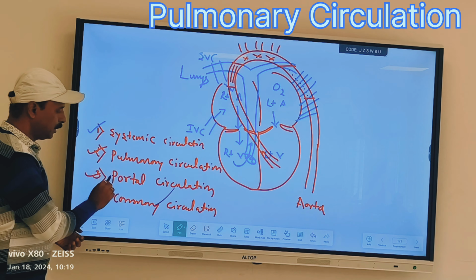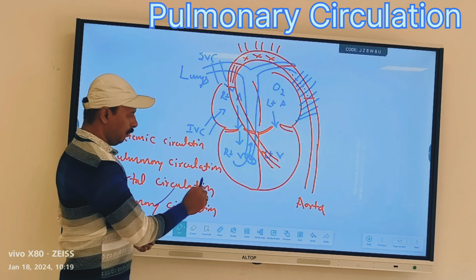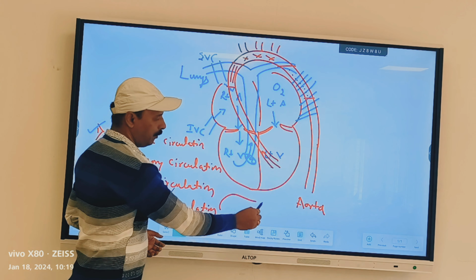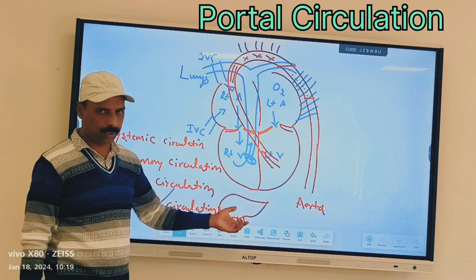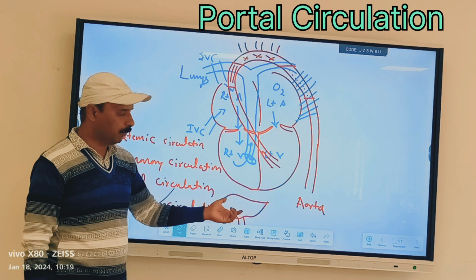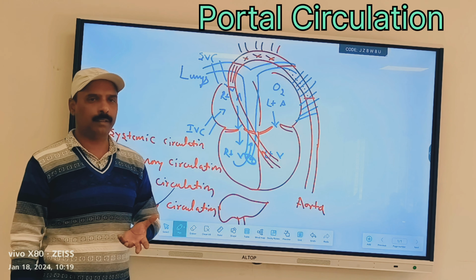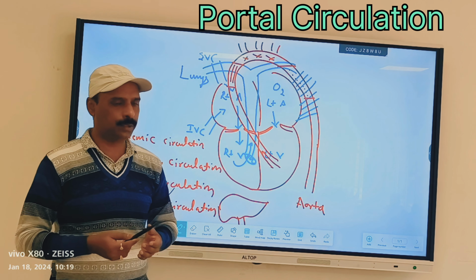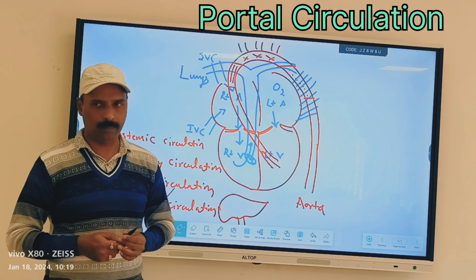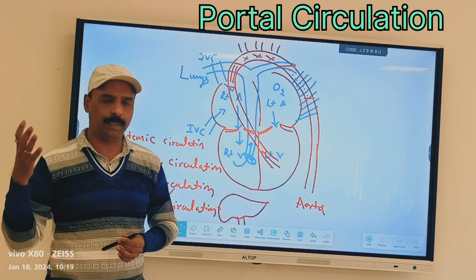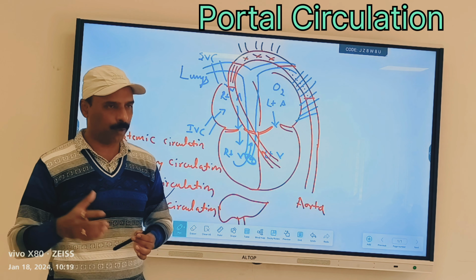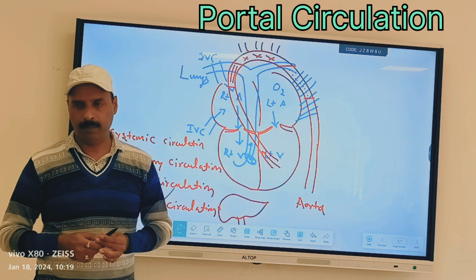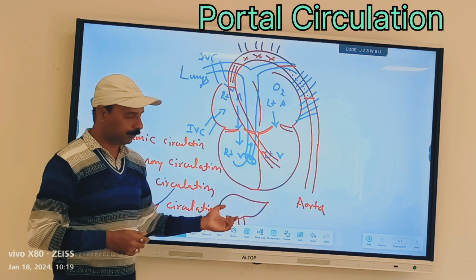That is the pulmonary circulation. Then portal circulation. As you know, the liver is a major organ in the abdomen, where the maximum blood crosses through the portal circulation.